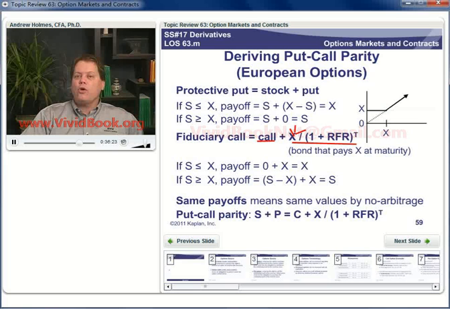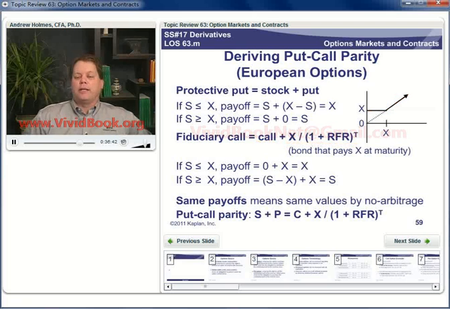Well, if the value of the underlying falls below the exercise price, then the call is out of the money, and all you end up with here is the X that you get from the zero coupon bond. But as the call goes into the money, then you receive the payoff over X, so you get a portfolio that goes up like this. Okay, well, what's the point of all that?